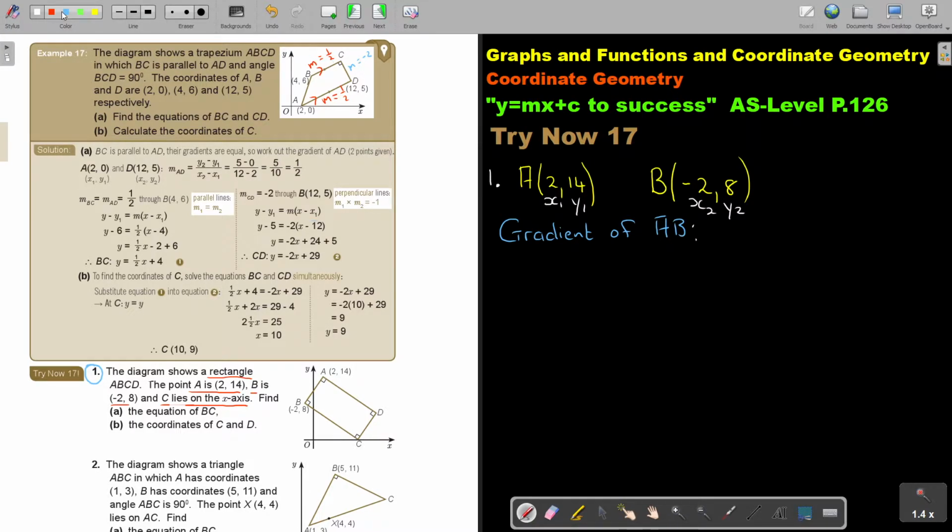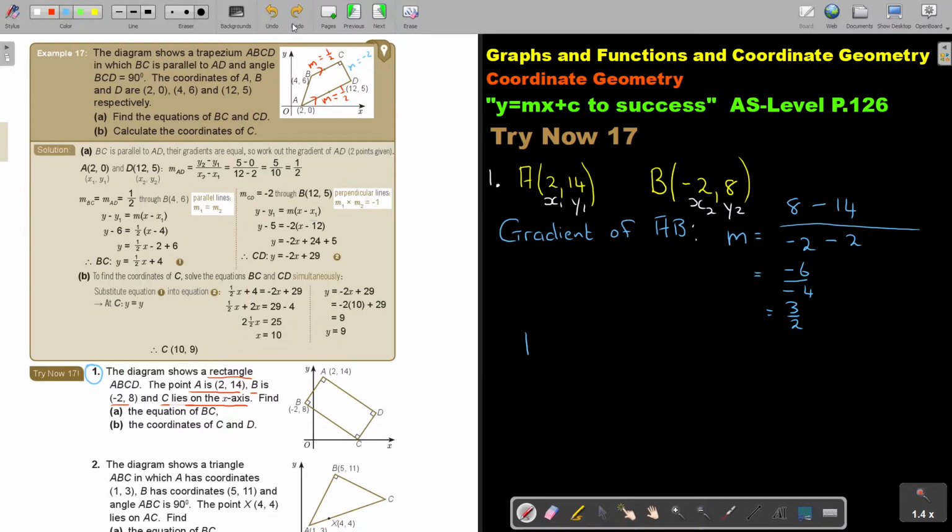So if I find the gradient, don't forget the gradient is m. It's the difference in y. If I start with this one, it's y2 minus y1. So it's 8 minus 14. Start with this one again for the difference in x: negative 2 minus 2. So it's negative 6 over negative 4. And that's positive 3 over 2. But I'm looking for the perpendicular one. So I say perpendicular.